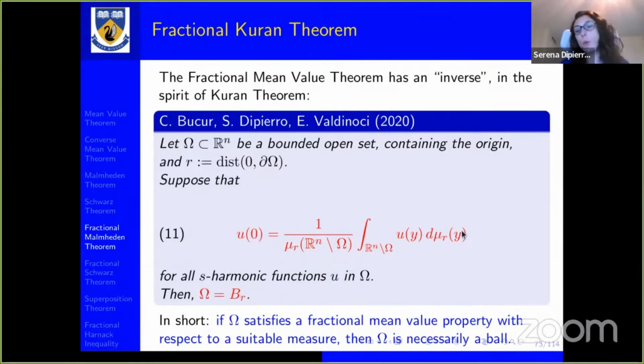So we write d mu r here. The integral is now in the complement of omega, and I have to take an average. So I have to weight, I have to divide by the measure, this measure here of Rn minus omega. So if this is true for all s-harmonic functions in omega, then omega has to be the ball.